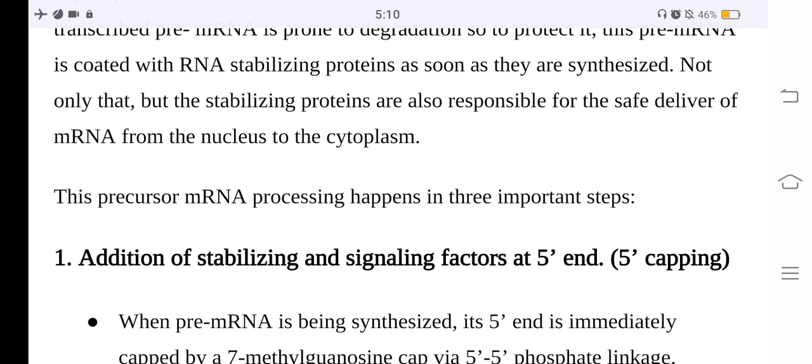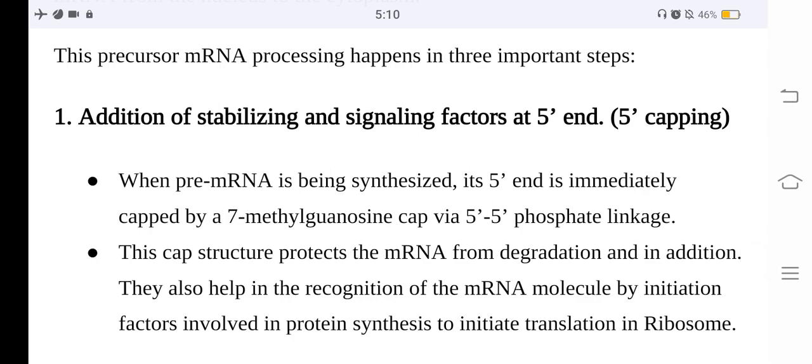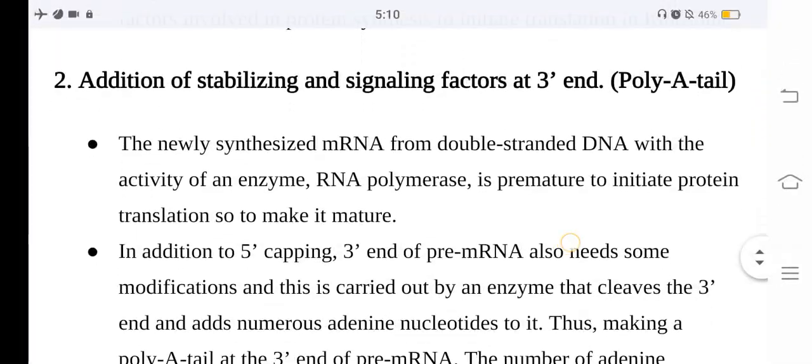First step, addition of stabilizing and signaling factors at the 5' end, 5' capping. When pre-mRNA is being synthesized, its 5' end is immediately capped by a 7-methylguanosine cap via 5' phosphate linkage. This cap structure protects the mRNA from degradation, and in addition, it also helps in the recognition of the mRNA molecule by initiation factors involved in protein synthesis to initiate translation on the ribosome.